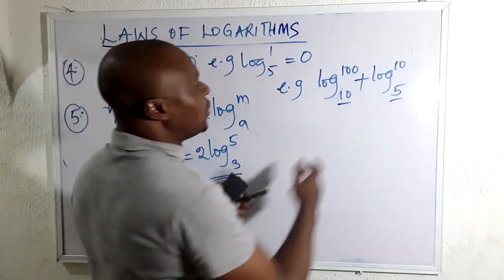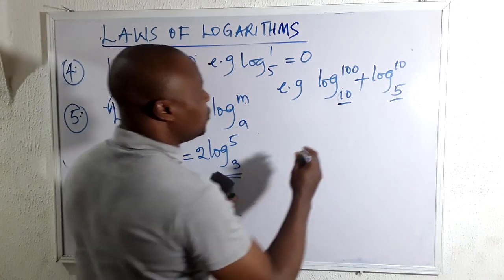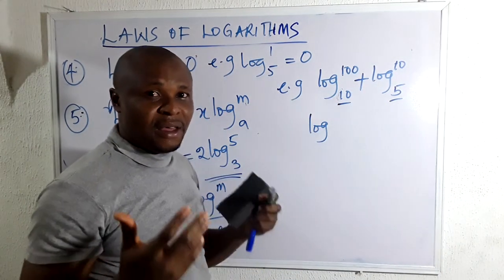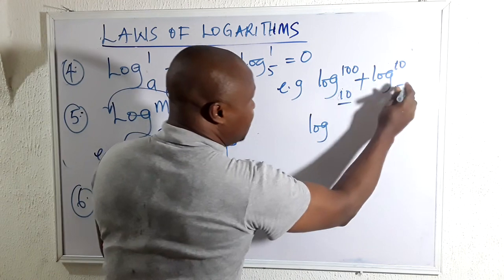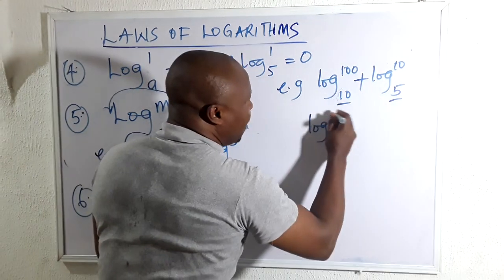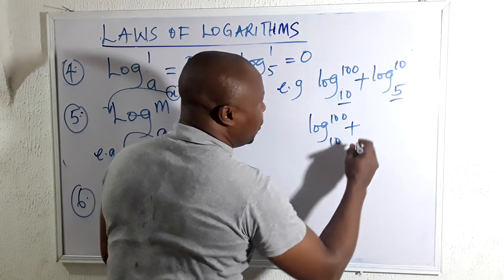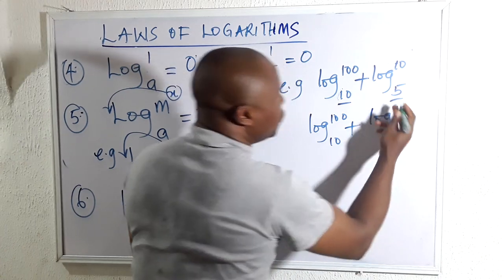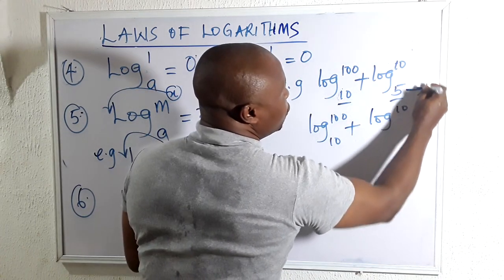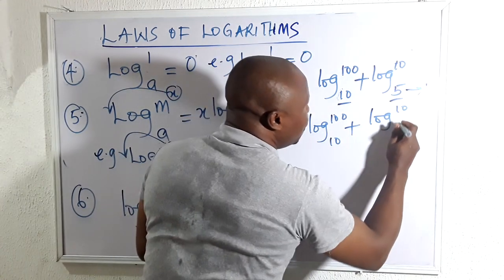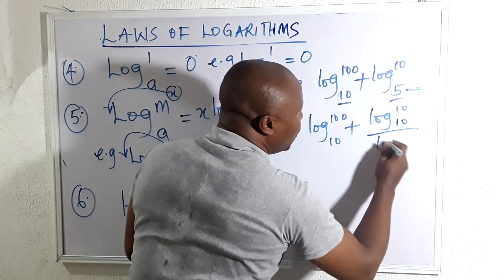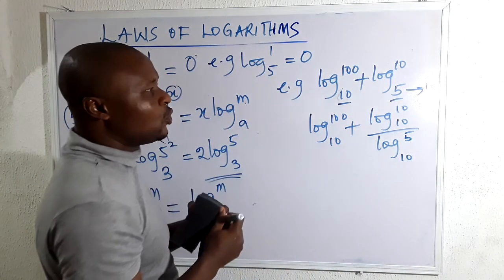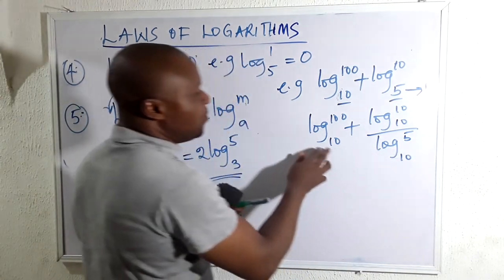And how do we do that? If we are to change base 5 to base 10, obviously these two logs cannot be added because they have different bases. Now if we change this base 5 to base 10, we have log 100 to base 10 plus the log of 10 to the new base 10, all over the log of 5, the base, to the new base 10. So by so doing, we have made the logs have the same base, base 10.